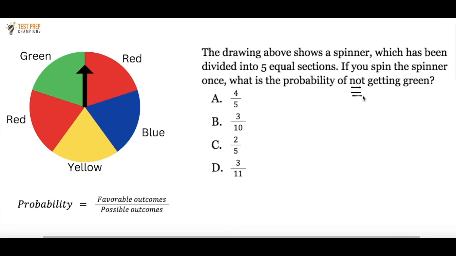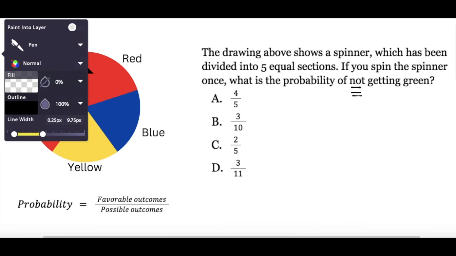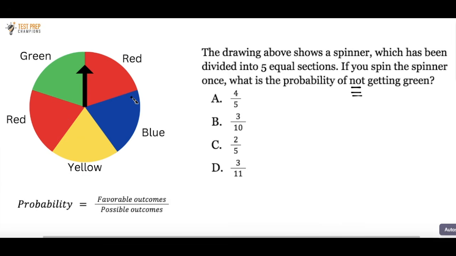And this is another topic that I have a video that goes more in depth on probability, if you're having trouble understanding this. But basically, this time what we want to do is count up the number of colors that aren't green. So we've got red, that's 1, blue is 2, yellow is 3, red is 4. So there are 4 colors that are not green. So favorable outcomes is going to be 4, and the possible outcomes is still going to be 5 possible colors here. So the answer here is A, 4 over 5.